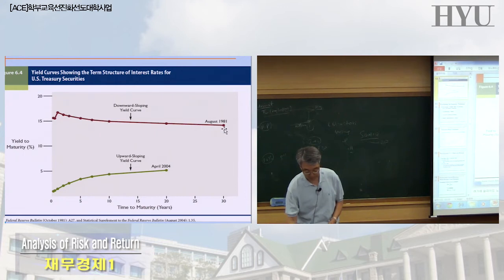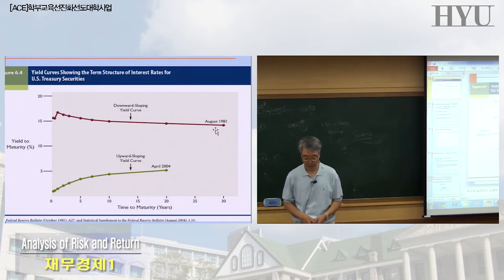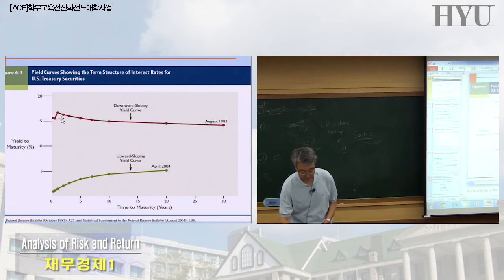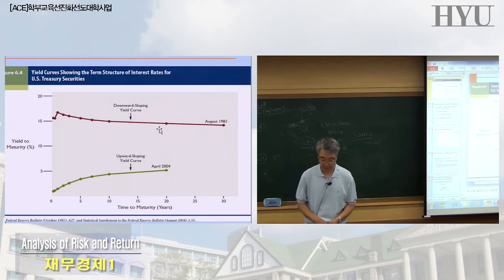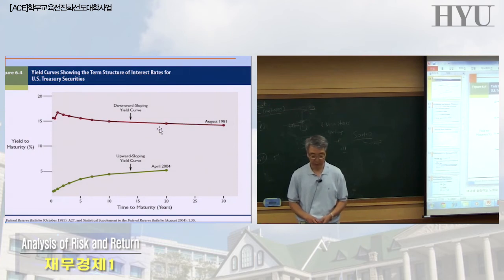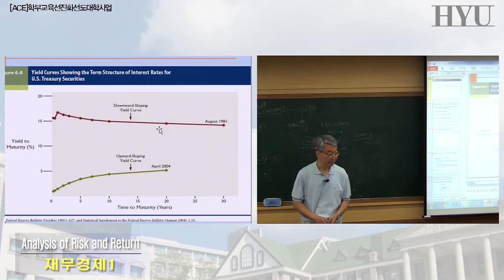And you notice that this says August 1981. That happened about 34, 35 years ago. So sometimes you can actually observe the inverse or downward sloping yield curve instead of the normal upward sloping yield curve, right? What happened at that time?